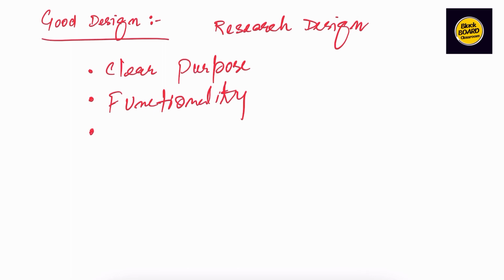Number three, simplicity. Simplicity is basically the key to good design. If your design is simple, everybody will understand your research design. You have to avoid unnecessary complexity in your research. Number four, scalability.